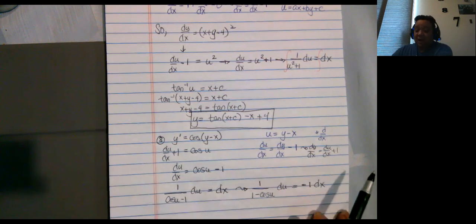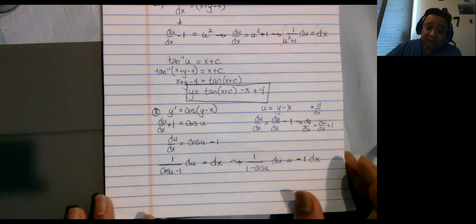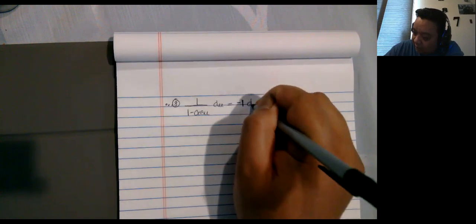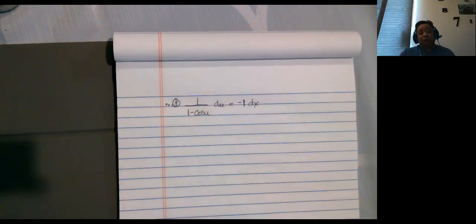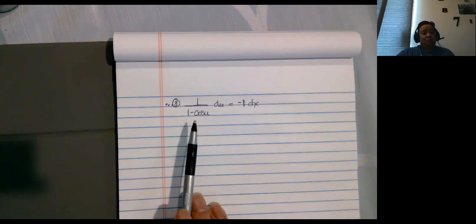Okay, so now I'm out of space, so I'm gonna go ahead and flip this one over, right, and then copy the problem on the next page. Okay, so this is problem number 8. So I have a 1 over 1 minus cosine u du is equal to -1 dx. So we know how to do the left side. The left side, I'm sorry, the right side is easy. You get negative x plus c. How do I do the left side?